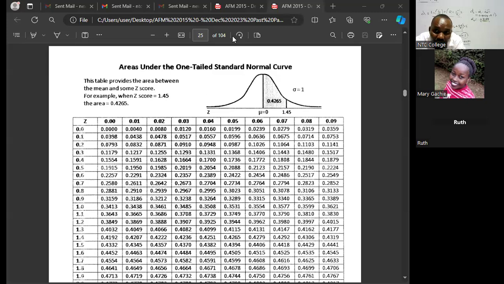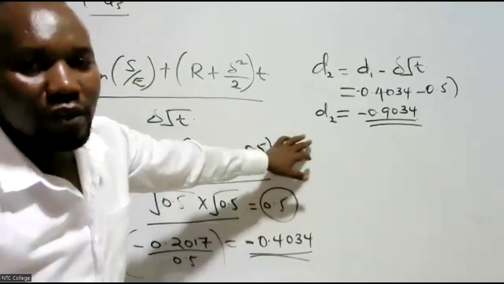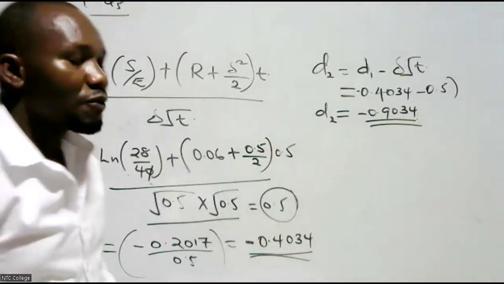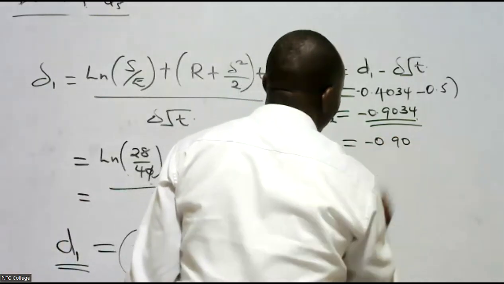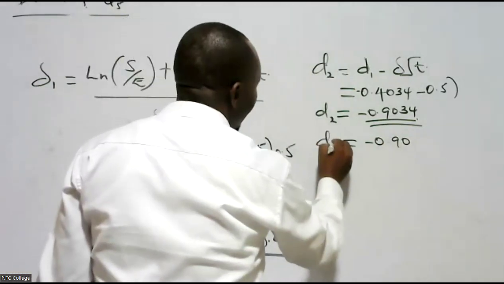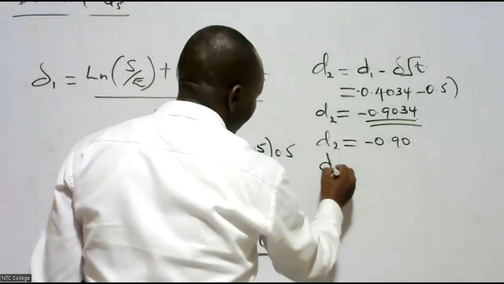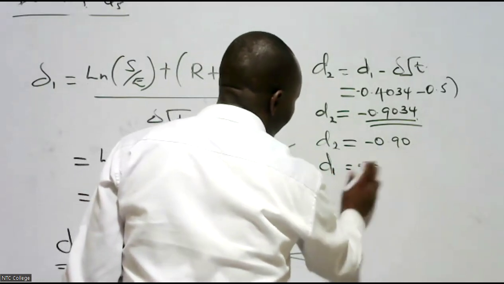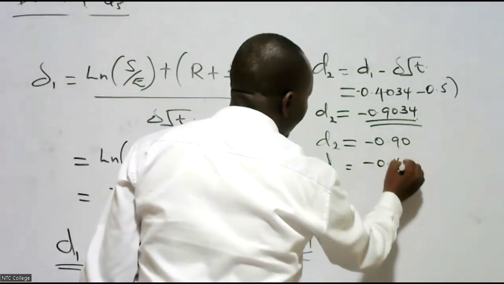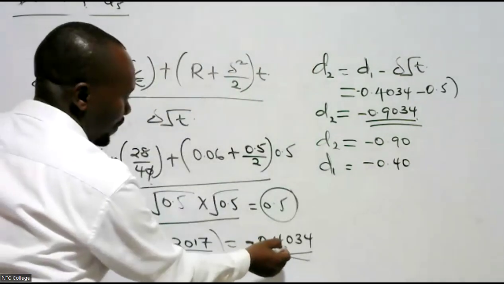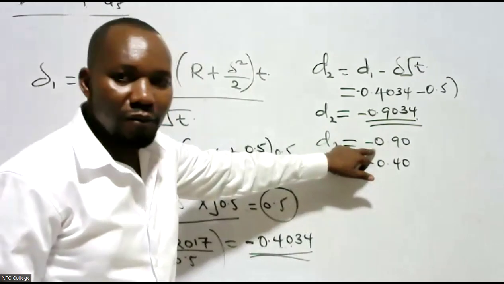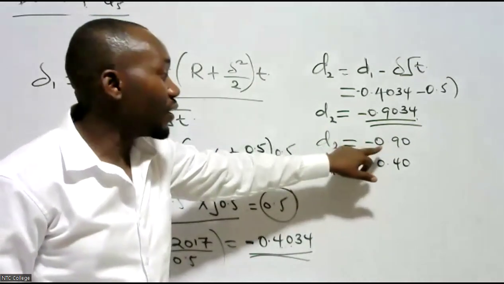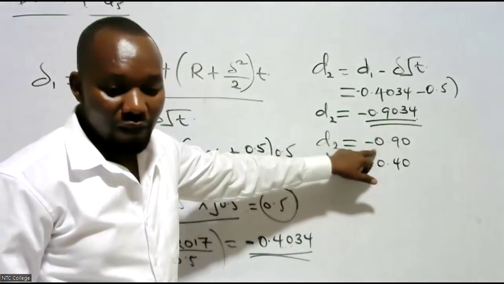So the figure that you're seeing here, round it off to 2 decimal places so that we have negative 0.90. That is D2. D1 is negative 0.40 because of rounding off. So I want now to move and look for these figures. Ignore the negative side first when you are checking on the table. Ignore the negative side.